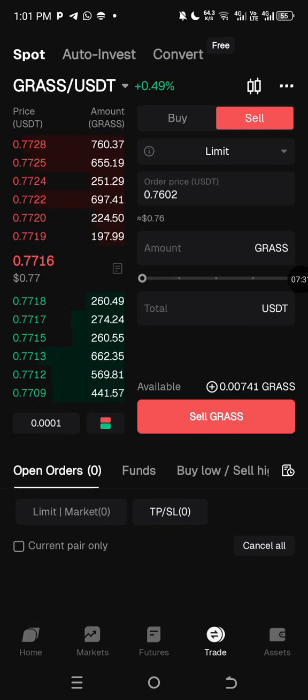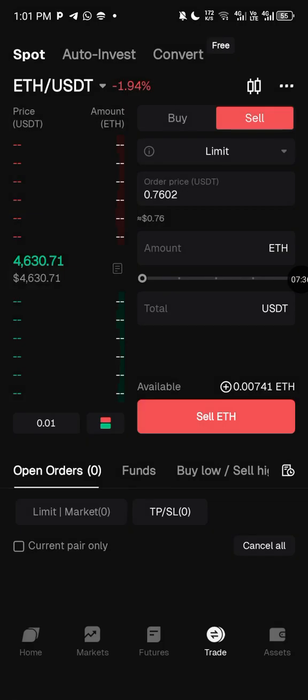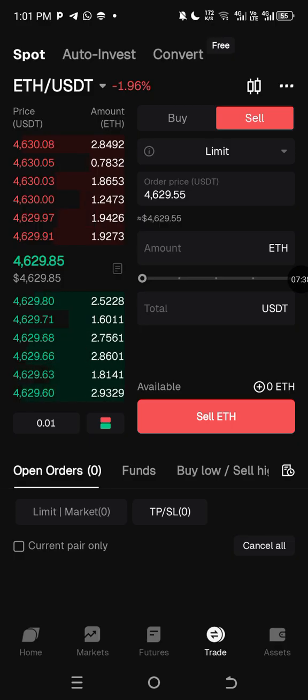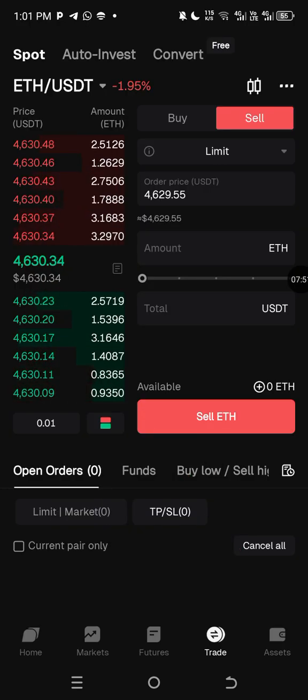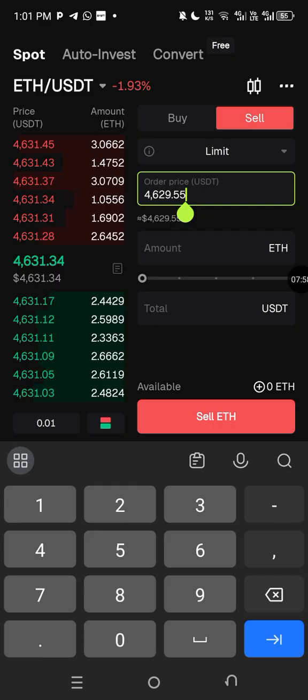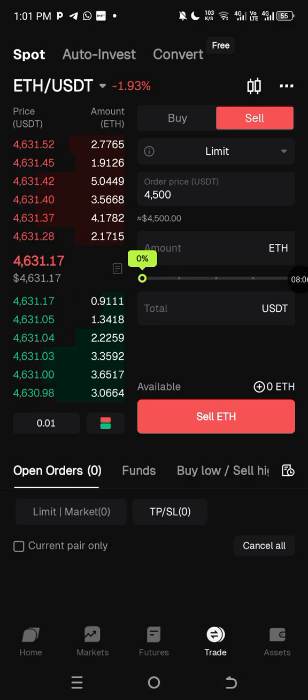Let's pick another pair now. Let's see ETH, Ethereum. Now the current price of Ethereum is 4,629. Can you see it here? But I don't want to buy at this price. I want price to drop first. So I'll come here, edit my order price. I'll put a lower price. I'll say, okay, if price gets to 4.5, this is how much I want to buy.